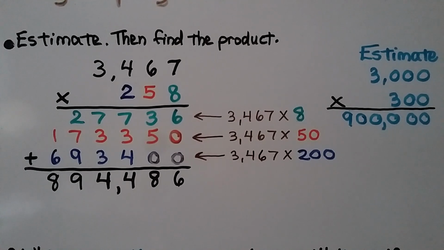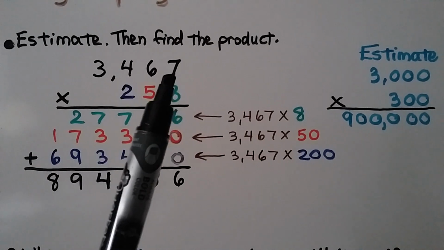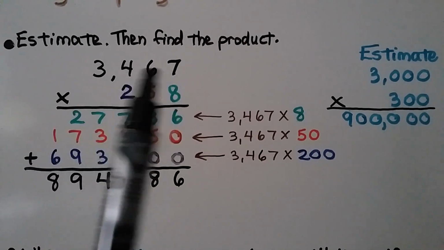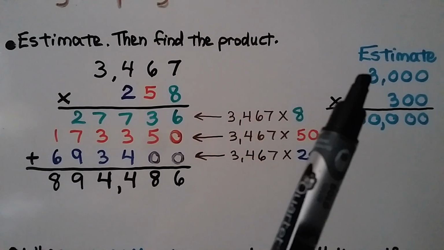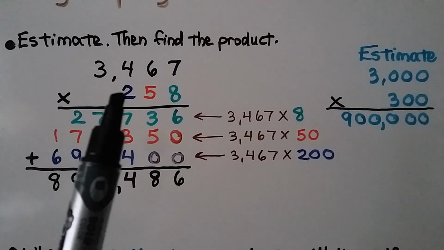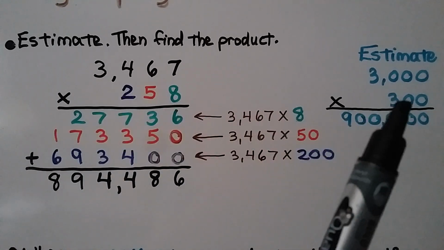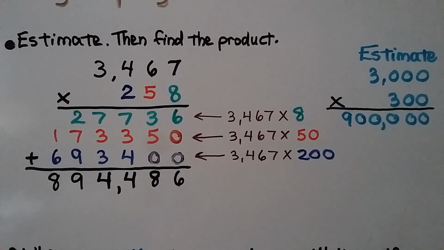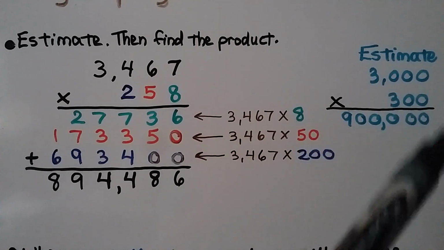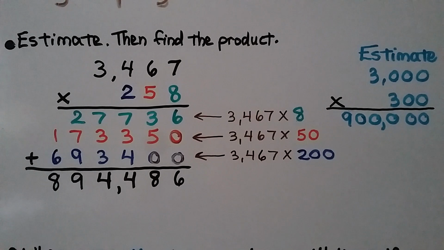We need to estimate, then find the product. So we have 3,467. This 4 tells the 3 to stay the same. Then these all become 0, so that rounds to 3,000. This 5 tells the 2 to go up to a 3, and then they become 0, so that rounds to 300. We can multiply basic facts of 3 times 3 is 9 with 5 zeros. That gives us 900,000 for our estimate.